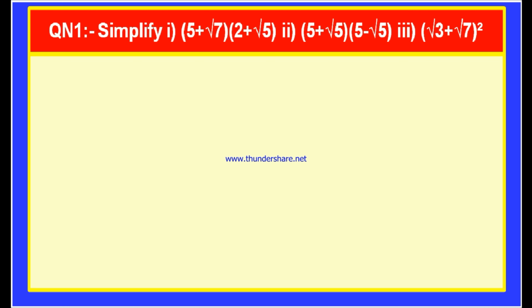Simplify the first bit (5 + √7)(2 + √5), and second bit (5 + √5)(5 − √5), and third bit (√3 + √7)².